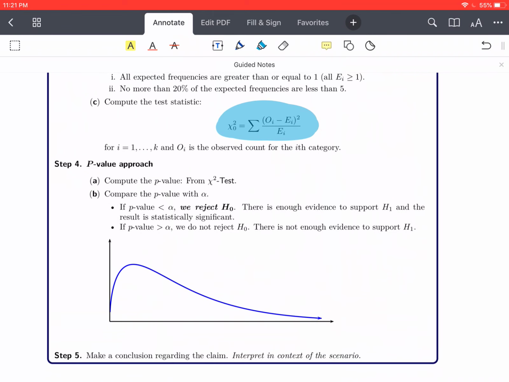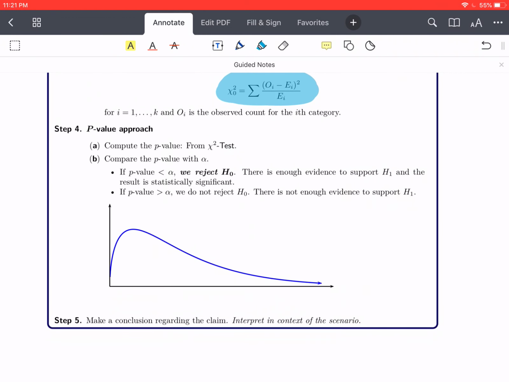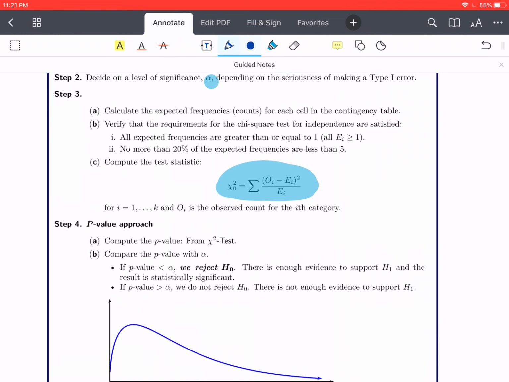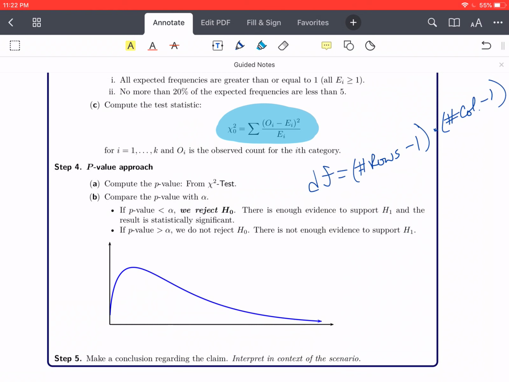And the one thing that it doesn't mention in here that I do want to take note of is the degrees of freedom for this test for independence. So our degrees of freedom is going to be the number of rows minus 1 times number of columns minus 1. That'll give us our degrees of freedom. And then we draw our conclusions appropriately.